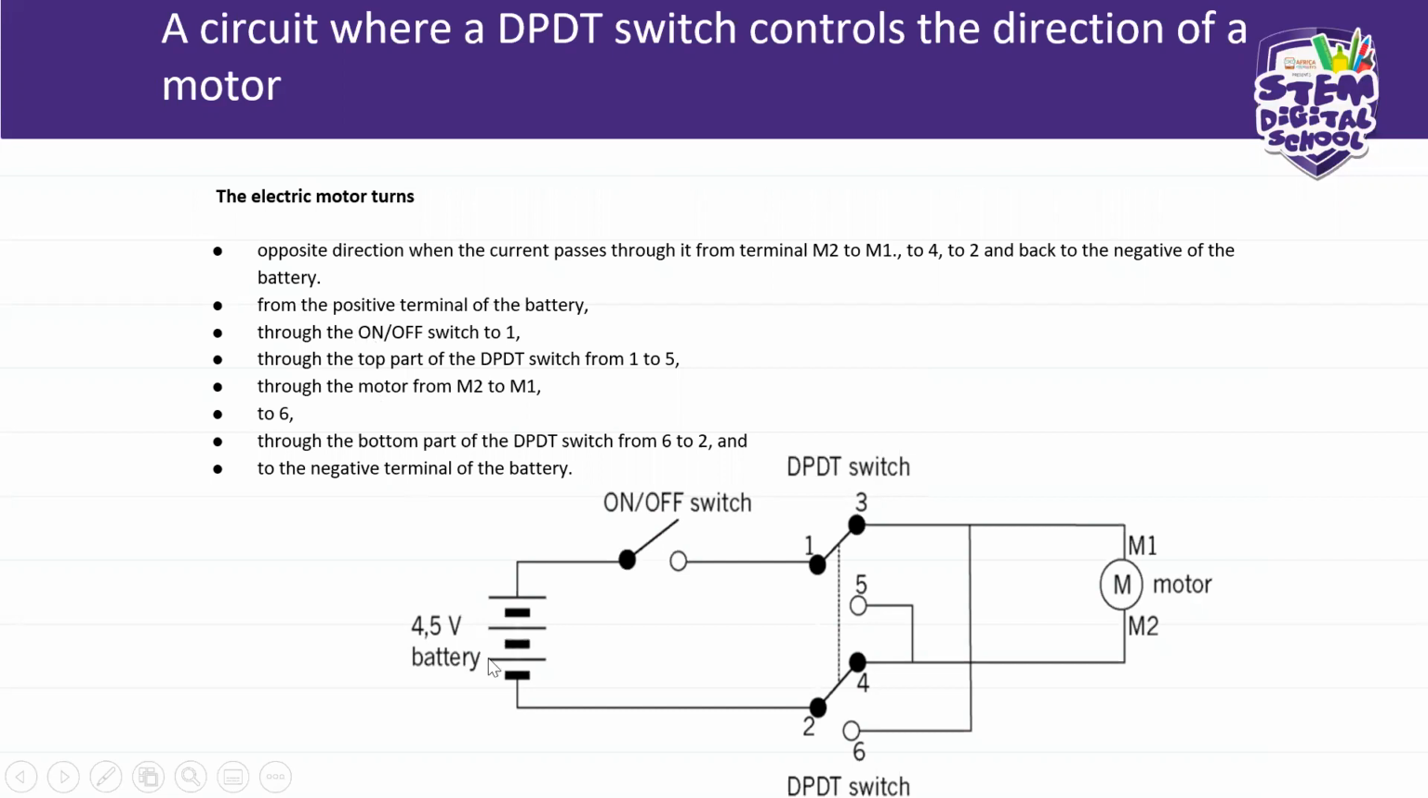This is showing how current can go forward and it can reverse. The current can go in the opposite direction when it passes from terminal M2 through the motor to terminal M1, right? 2, 4. There, 2, 4.